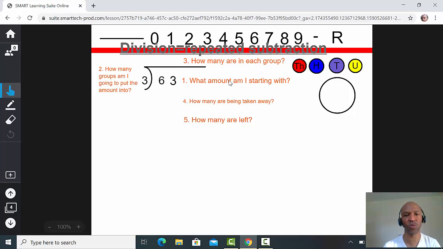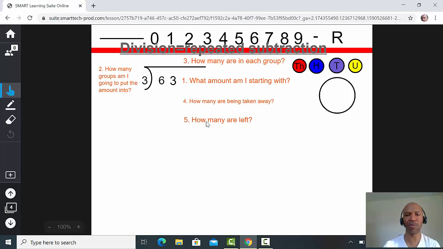The first question is, what amount am I starting with? 63. The second question is, how many groups am I going to put this amount into? 3 groups. The third question is, how many are in each group? Our fourth question is, how many are being taken away? And our fifth question is, how many are left?